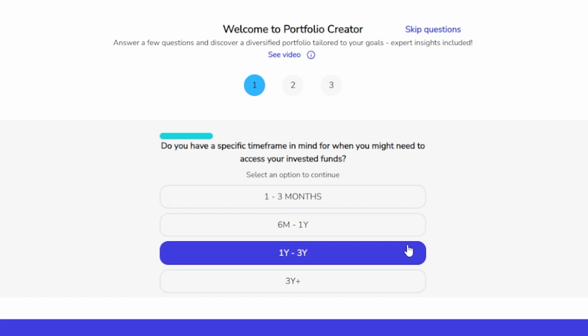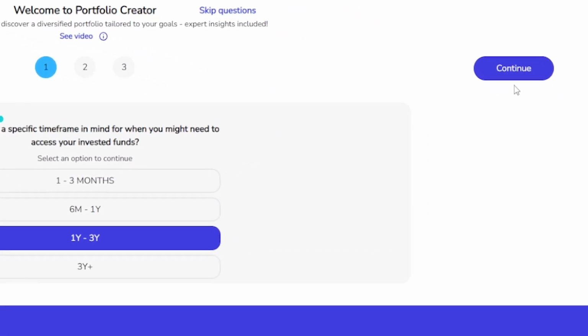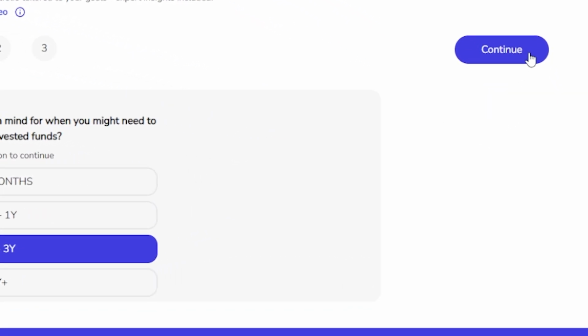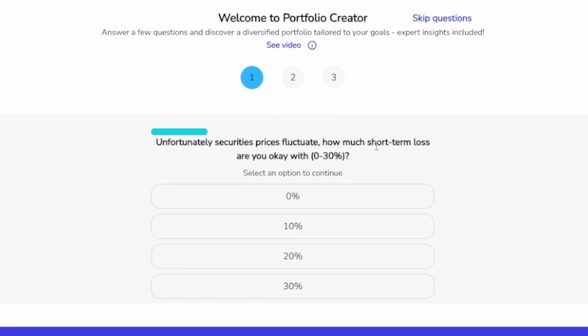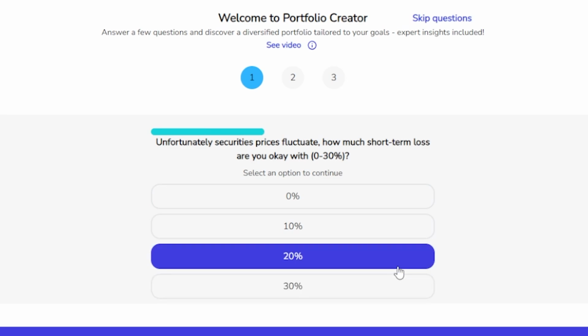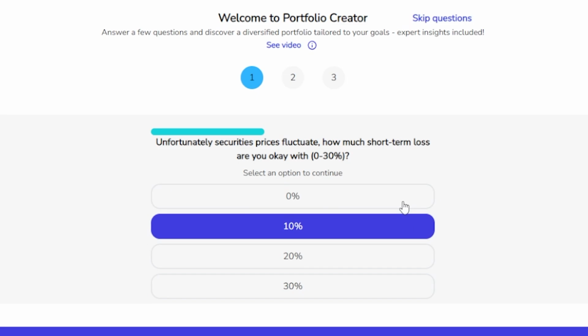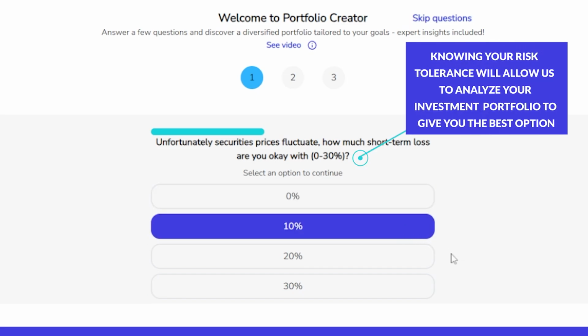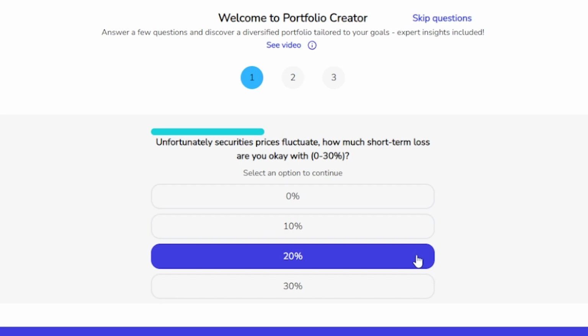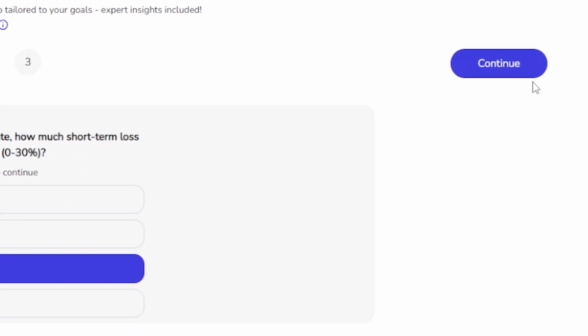After selecting the option that best suits your needs and goals, click the Continue button located at the top right of the questionnaire. The next question is, what is your risk tolerance? How much short-term loss are you okay with? 0 to 30%. It's important to understand that higher risk comes with higher potential gains, and lower risk comes with smaller gains. Knowing your risk tolerance will allow B4NVEST to analyze your investment portfolio and give you the best options. After selecting the option that best suits your needs and goals, click the Continue button again.